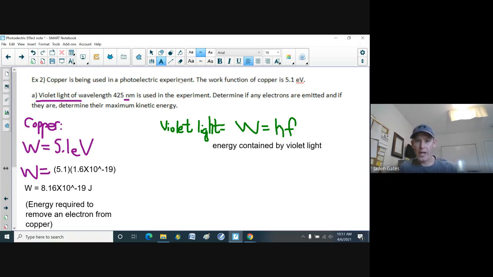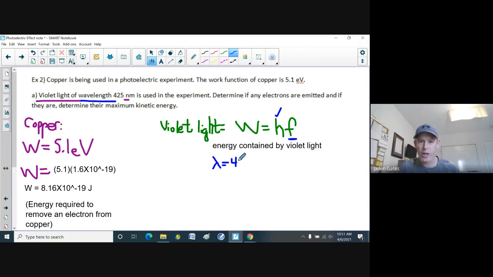All right, so here's the problem now with violet light. I know the h value, it's always that constant, but I don't know the frequency of violet light. But here's what I do know. I know the wavelength, and the wavelength is equal to 425 nanometers. That means in standard units, 425 times 10 to the power of negative 9.